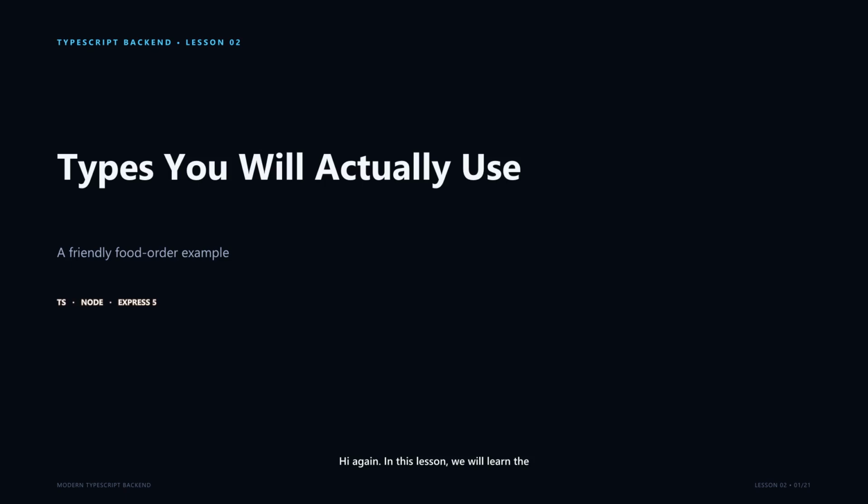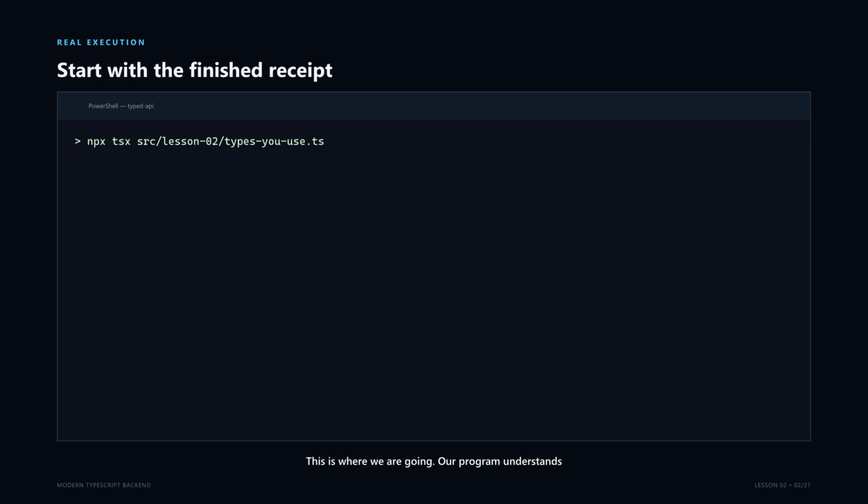Hi again. In this lesson, we'll learn the TypeScript types you will use most often by building something familiar, a small food delivery order and its final receipt. This is where we are going. Our program understands a customer's name, several item prices, a delivery choice, and an optional coupon. It then calculates a real total of 370 rupees.